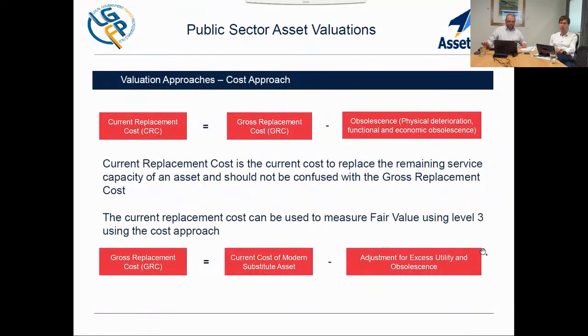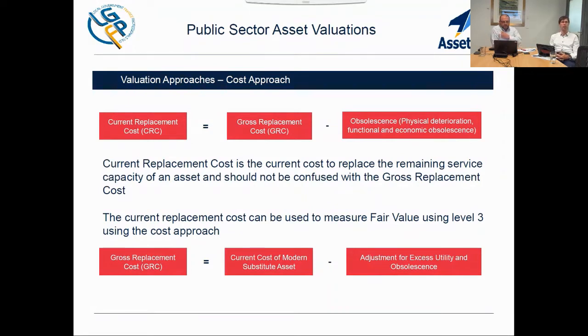So on the cost approach, this is probably one of the key approaches that local governments are familiar with. Just want to highlight some terminology that's used in the cost approach. So when undertaking the cost approach, what we're trying to do is develop a hypothetical market situation with the asset where we're trying to replicate what the asset's remaining service potential would cost to construct. So AASB 13 refers to this as current replacement cost. Sometimes I see that used interchangeably with the gross replacement cost, which is not actually correct.